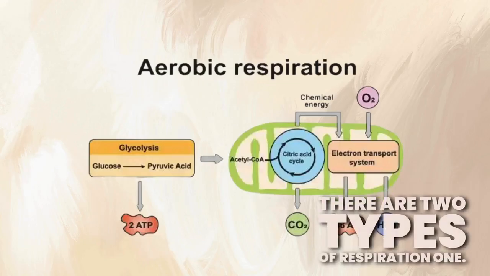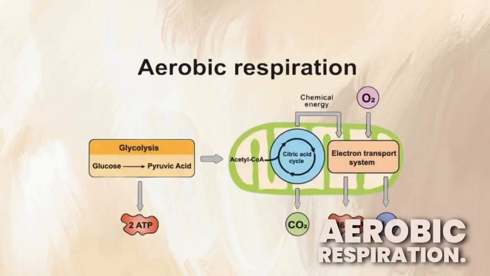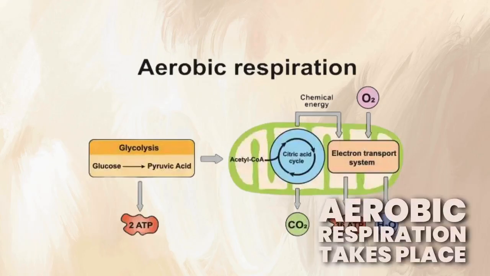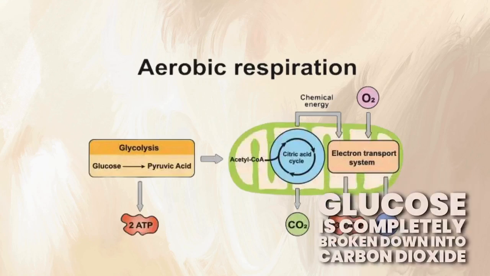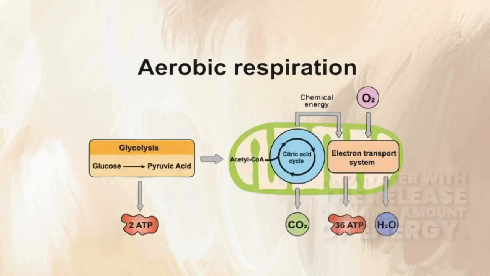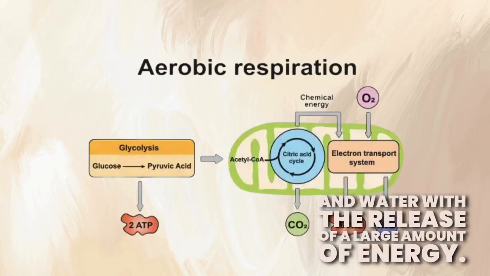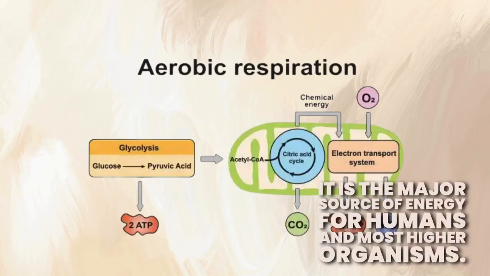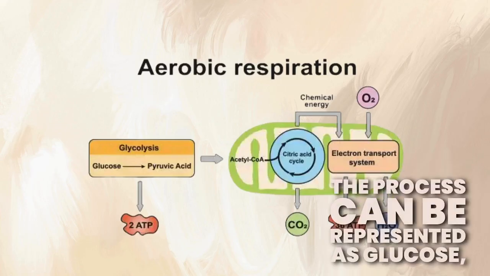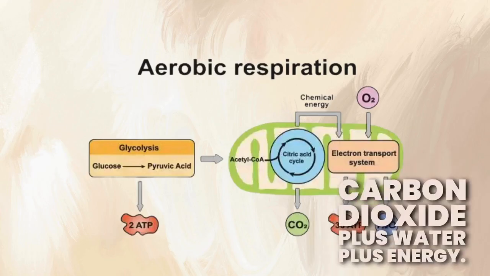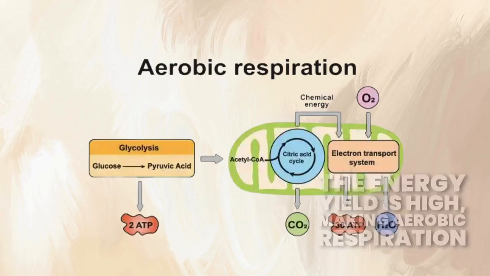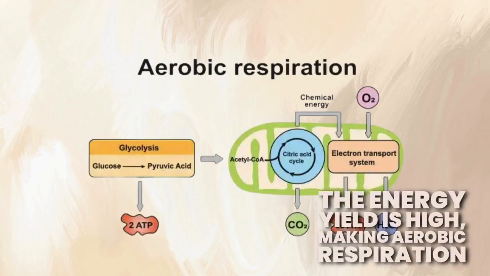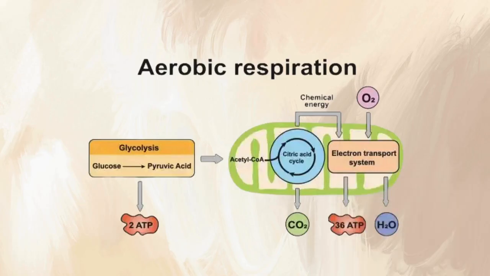There are two types of respiration. 1. Aerobic respiration. Aerobic respiration takes place in the presence of oxygen. In this process, glucose is completely broken down into carbon dioxide and water with the release of a large amount of energy. It is the major source of energy for humans and most higher organisms. The process can be represented as glucose plus oxygen gives carbon dioxide plus water plus energy. Since food is fully oxidized, the energy yield is high, making aerobic respiration very efficient.